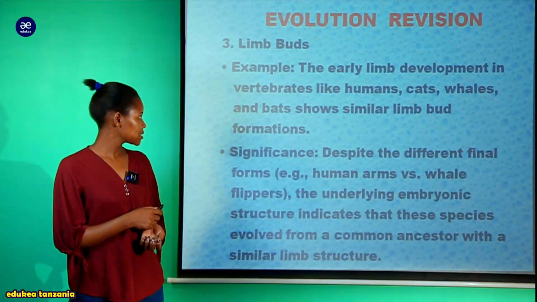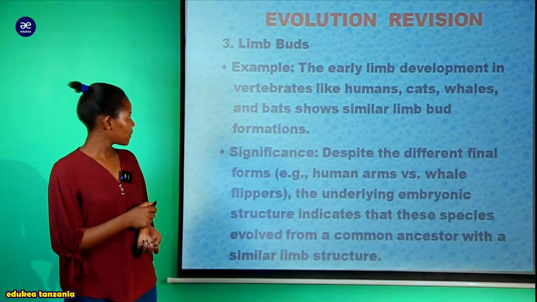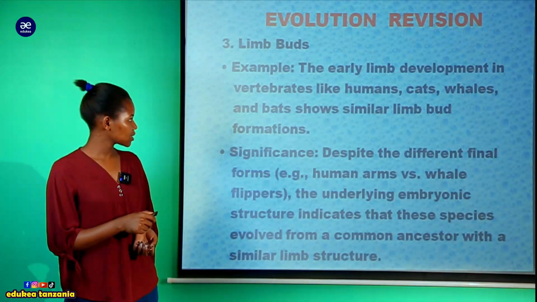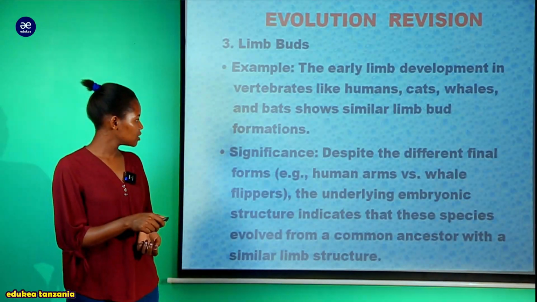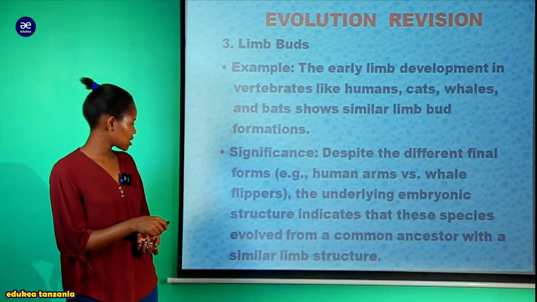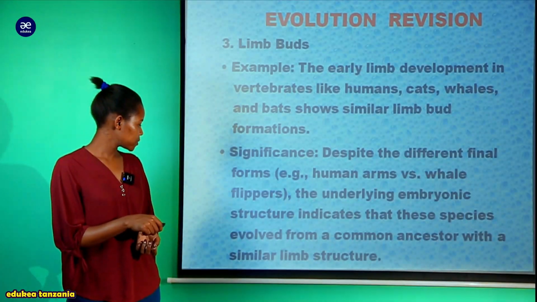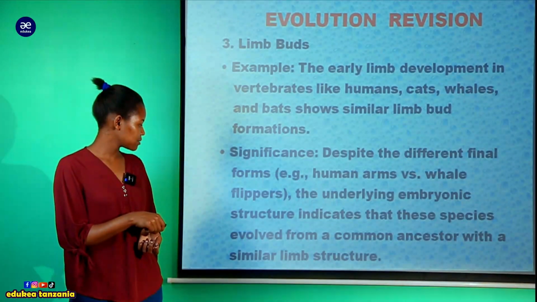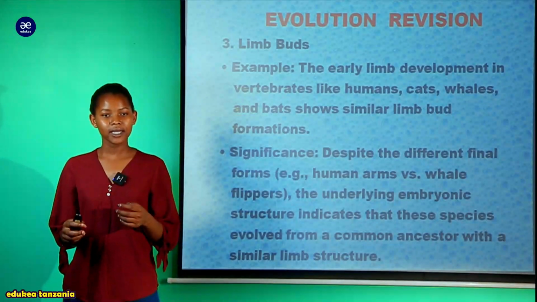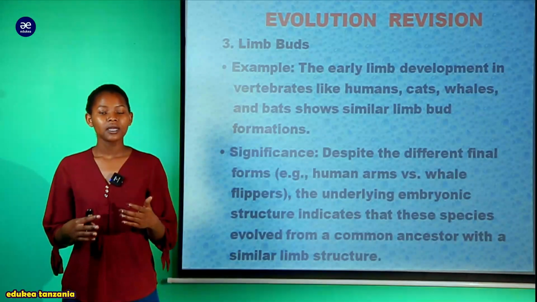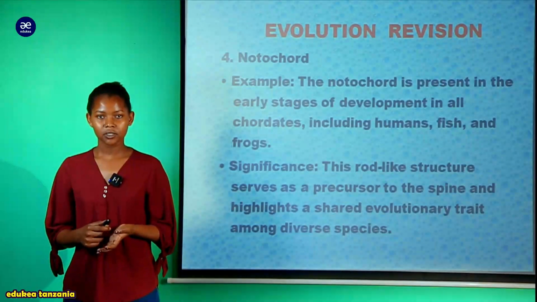Again, we can see limb buds, then we will see the notochord and similarities in developmental stage. Limb buds, you can see the early limb development in vertebrates like humans and cats, while the bats show similar limb bud formation. And the significance, despite the different final forms, for example human arms versus whale flippers, the underlying embryonic structure indicates that these species evolved from a common ancestor with a similar limb structure. That is all about limb buds. Limb buds katika whale, cats, human beings zimefanana, na hii inaonyesha kwamba wametokea kwenye same ancestor na wanashare the same evolutionary lineage. Pia tunaenda kuzungumzia notochord.